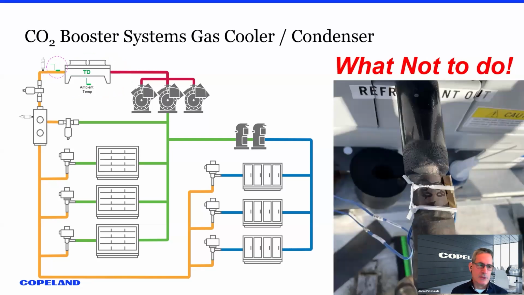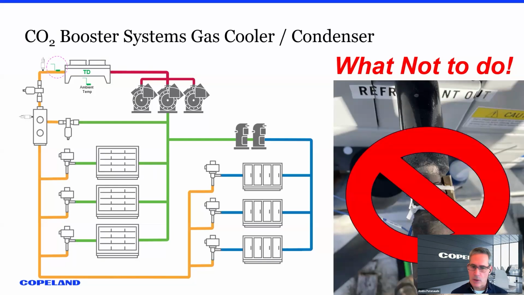Now, Paul Burnett sent me this picture. What not to do: a tie wrap on the most important sensor on a system, with the sun beating on it, that's affecting fan speed. It's affecting the high pressure valve positioning, as we'll talk about in a sec. So don't do that.